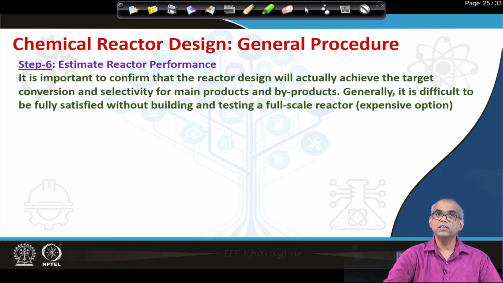Next, we estimate reactor performance. It is important to confirm that the reactor design will actually achieve the target conversion and selectivity for main products and byproducts. Generally, it is difficult to be fully satisfied without building and testing a full scale reactor, which is an economically expensive option.